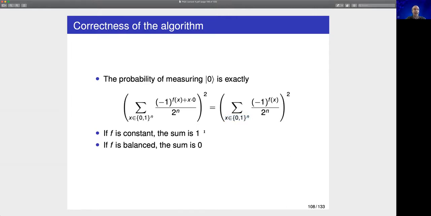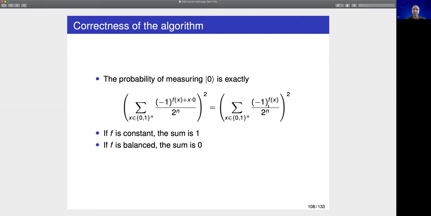Now notice that if f is constant, then this value is always 0 or always 1, so this value here is always 1 or always -1. Since we are squaring this and we are summing over 2 to the n possible binary strings, what we obtain, either if the function is always 0 or always 1, is 1 for this probability. So the probability of measuring 0 if the function is constant is exactly 1. We will always obtain with certainty the result 0.